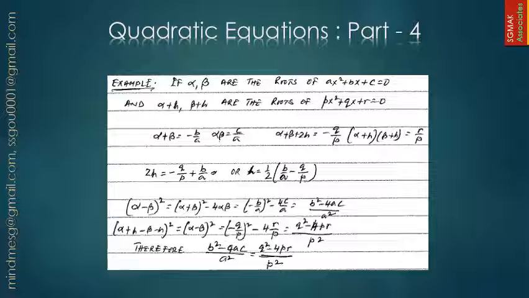And we can see that alpha minus beta whole square is alpha plus beta square minus 4 alpha beta, which is given by b square minus 4ac over a square. And the same expression we can get if we take alpha plus h minus beta minus h. The difference of the roots from the first equation and the difference of the roots from the second equation are the same, and that gives you two separate expressions. They should be equal. So b square minus 4ac over a square should be equal to q square minus 4pr over p square.